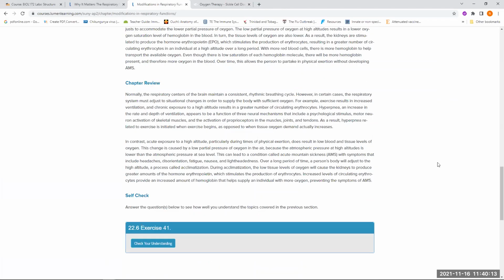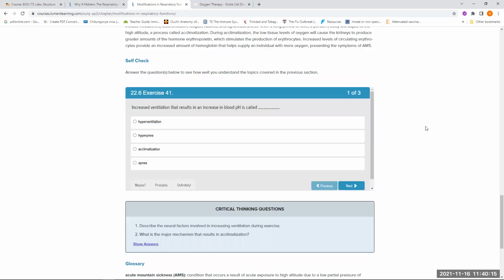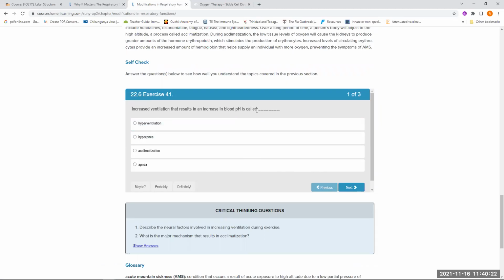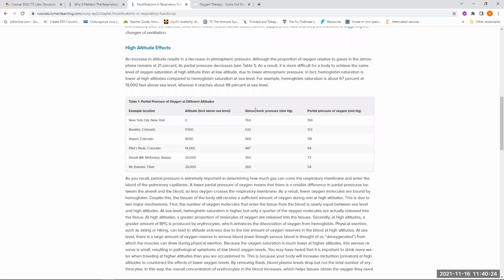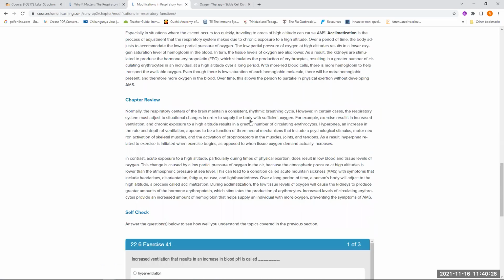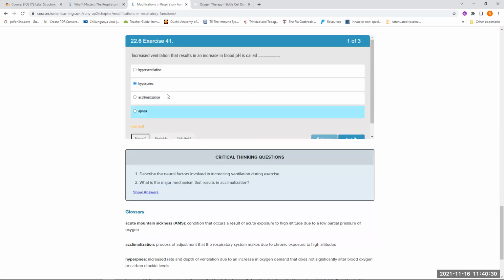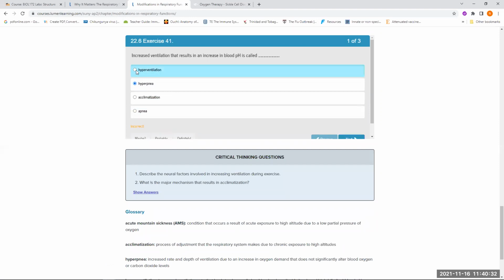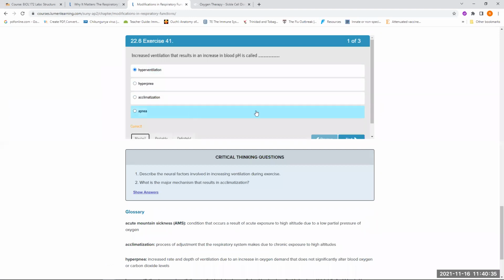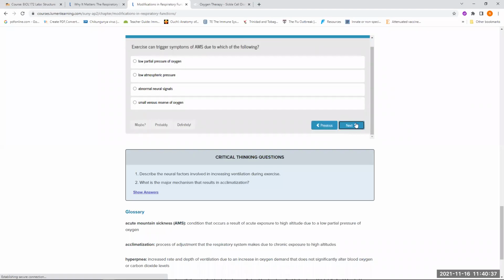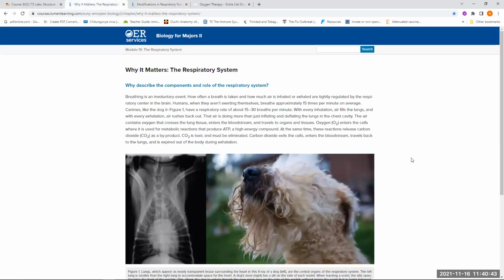Increased ventilation that results in an increase in blood pH. What is that called? Not on the syllabus. Hyperventilation, it increases. Exercise can trigger symptoms. Not on it. Let's go back to some of the other things.